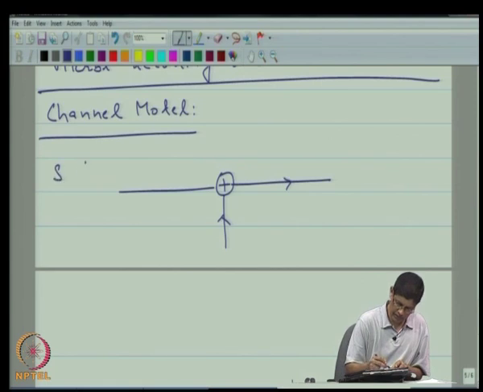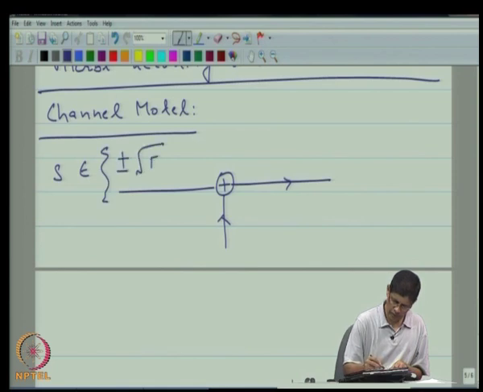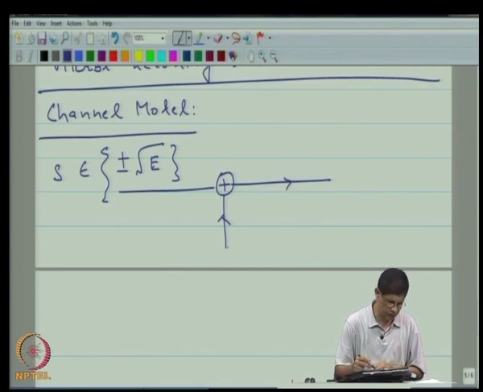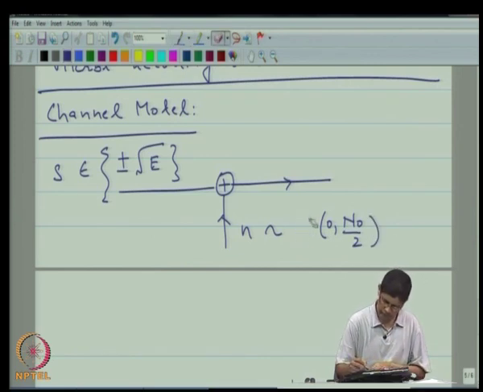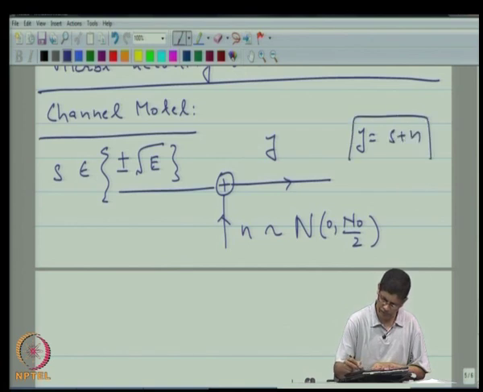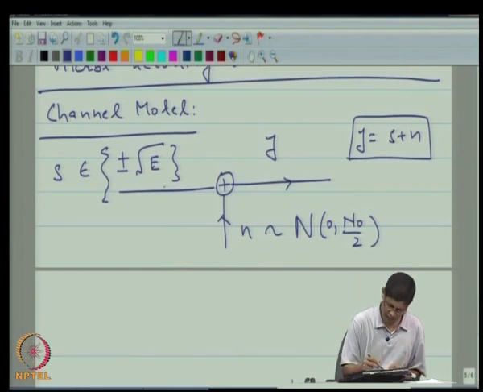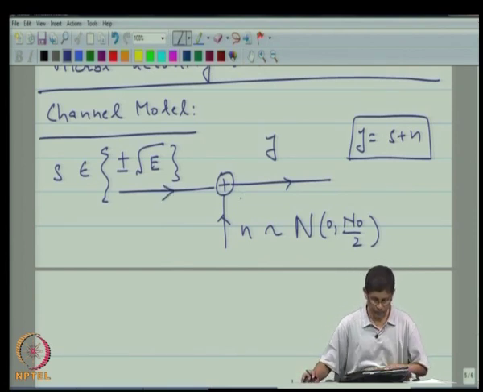The input S belongs to plus or minus the square root of E. The noise N is distributed as Gaussian with mean 0 and variance N0 by 2. And the output here is y, and y is equal to S plus n. So, this will be our model, and of course, this is for a single channel use.